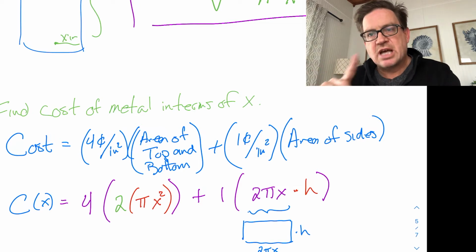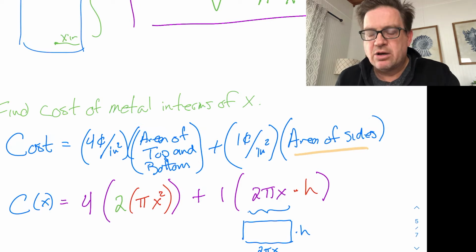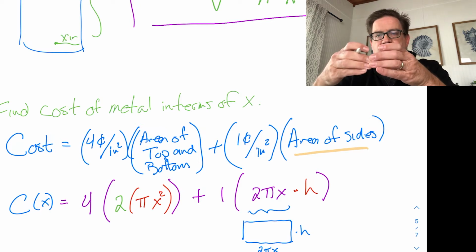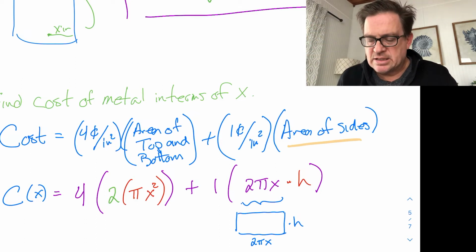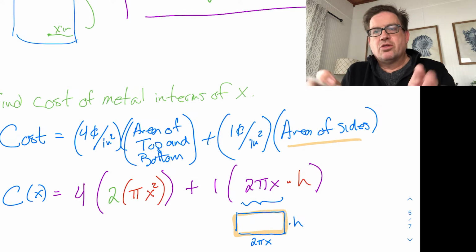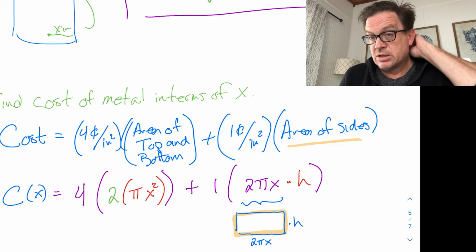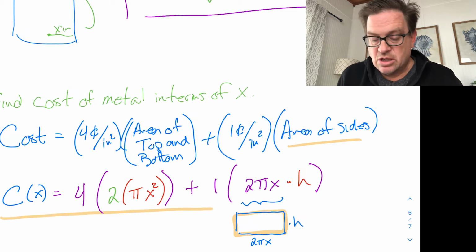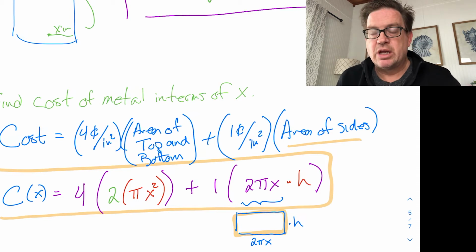What about the cost of the sides? We have to find the area of the sides. If you think about a cylinder, the distance around it is 2 pi x. If you open that up, it becomes a rectangle, like this rectangle I've drawn here. The length of that rectangle is the circumference of the circle, which is 2 pi x, and the height of the rectangle is the height of the cylinder, which is h. So we get a formula for the cost in terms of the radius and the height.